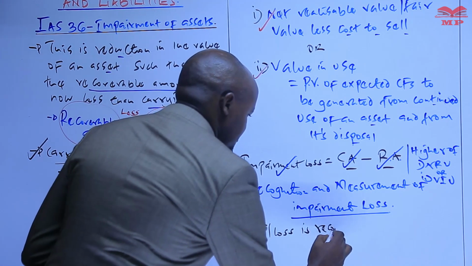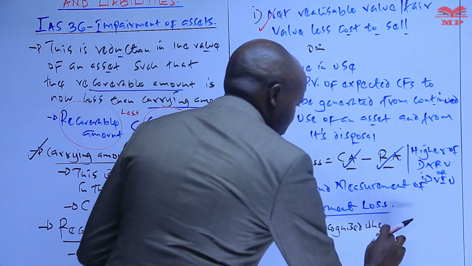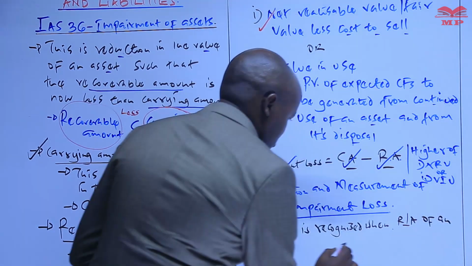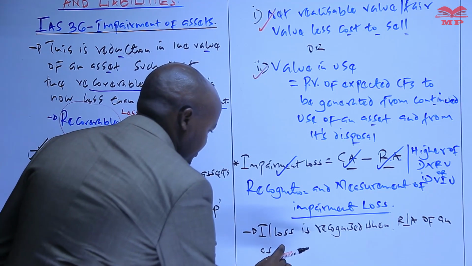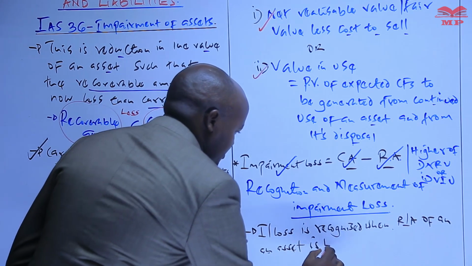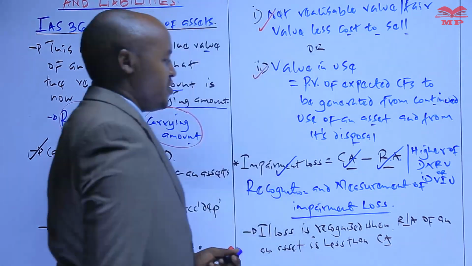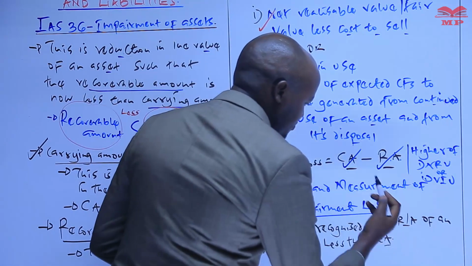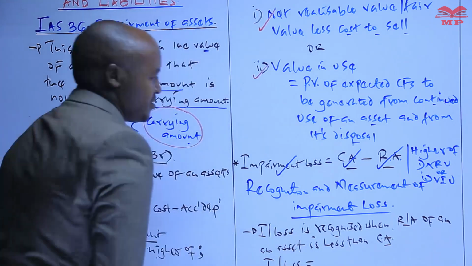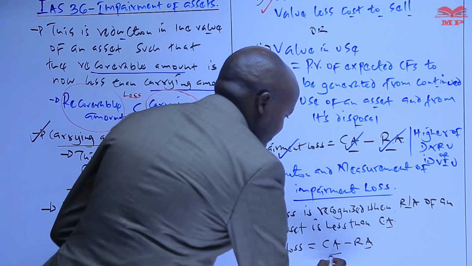Maybe you can just mention that here, that impairment loss is recognized when the recoverable amount of an asset is less than the carrying amount, which is the CA. And in this case, you have said that the amount of impairment loss always will be equal to the carrying amount minus the recoverable amount.